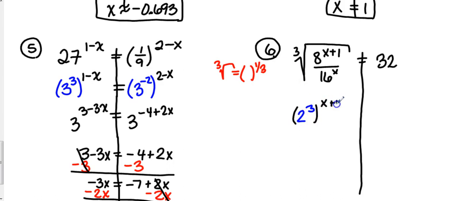raised to the x plus 1 divided by, how about 16? 16 I can write as 2 to what power? 2 to the 4th. So all I did from here to here was rewrite 8 with a smaller base and 16 with a smaller base. Haven't actually done any other algebra than that. But I have to remember that all of this is raised to the 1/3.